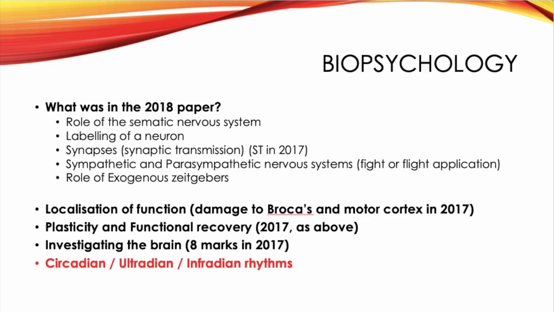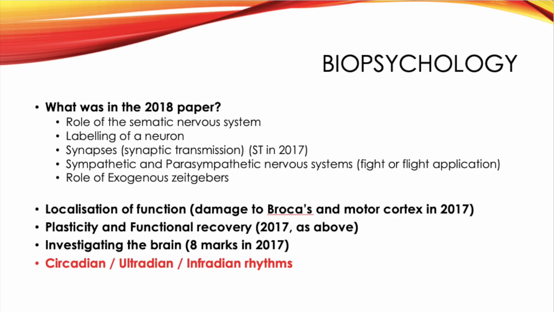You've got the sympathetic and parasympathetic nervous system, so more specifically the fight or flight application question. And then you've got the role of exogenous Zeitgebers. What kind of things do I think could come up in the 2019 paper? You've got your localization of function, so of course this is about your four lobes.